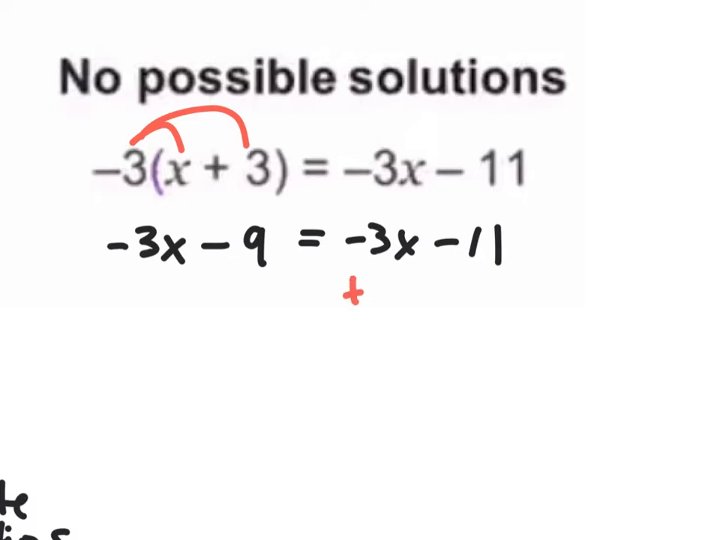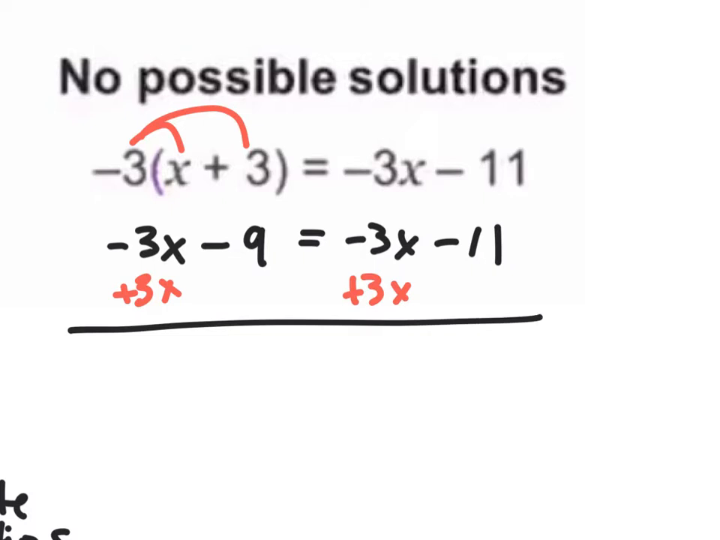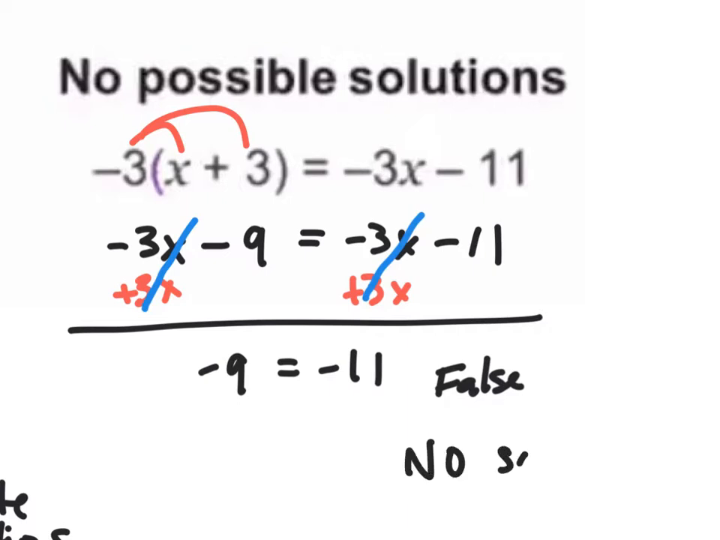Now I would add 3x to both sides and combine my like terms. These are going to add to 0, and so is it going to add to 0 here. As a result, I'm left with negative 9 is equal to negative 11. Now, folks, this is a false statement. Negative 9 is not equivalent to negative 11. Therefore, it is false. If you get a false statement, then you know that you get no solutions.